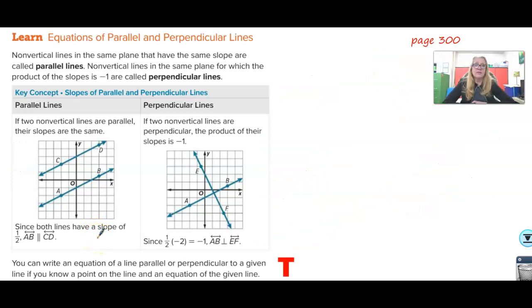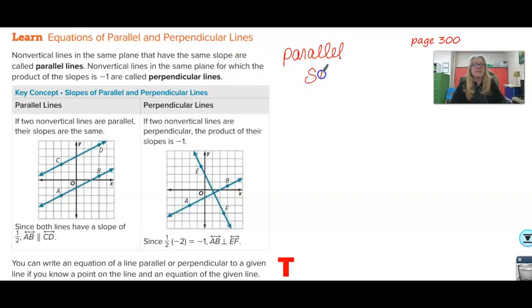All right, now here's where it gets interesting, because now we're going to be talking about finding equations for parallel and perpendicular lines. Make sure you write down that title. They're going to give you an equation of a line, and they're going to say, write the equation of a line that passes through some point and is parallel to this line, or is perpendicular to this line. All right? What you need to know about parallel and perpendicular.